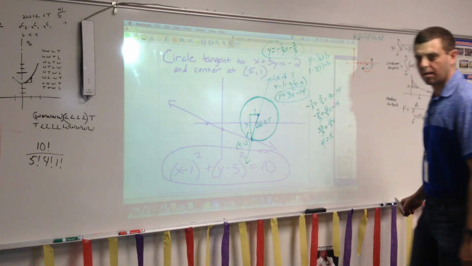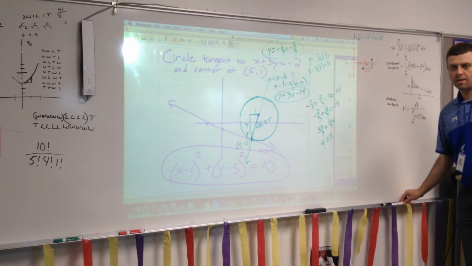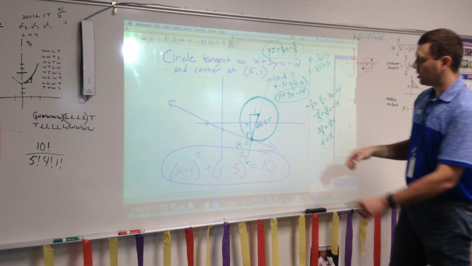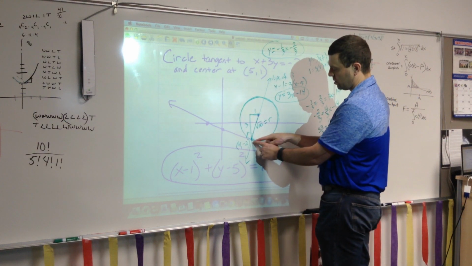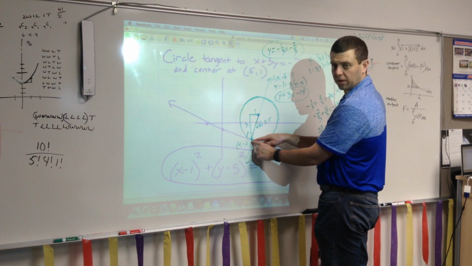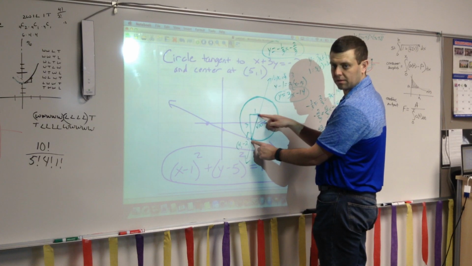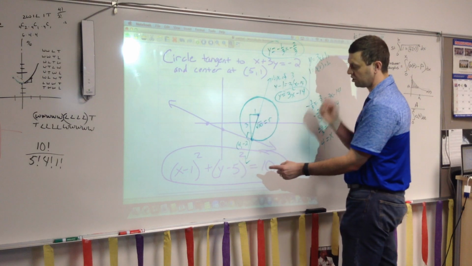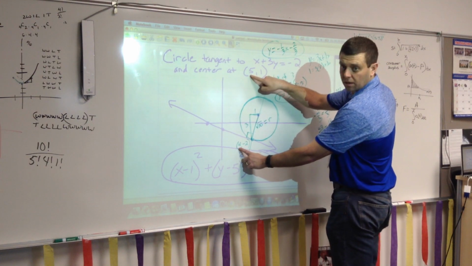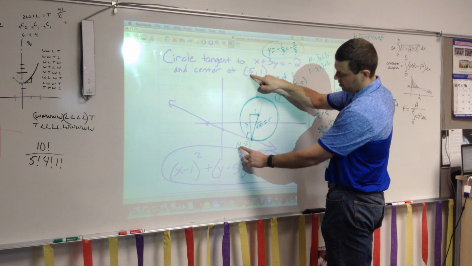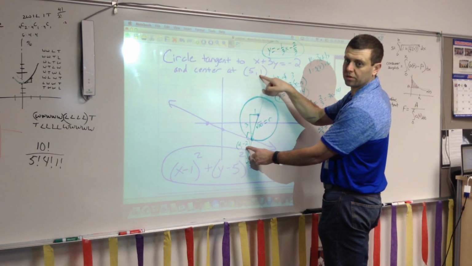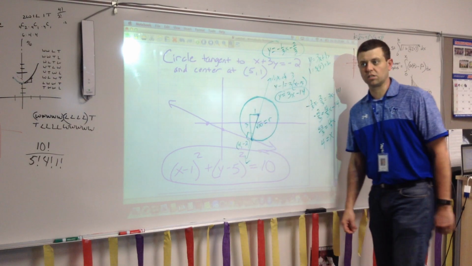Just as a reminder, how do we find the radius with the Pythagorean theorem? Instead of using a sketch, if you want to plot this point, plot that point, you would still use your sketch, or you're just thinking, okay, how far do I run? 1. How far do I rise? 3. 1 squared plus 3 squared equals radius squared. Got it.